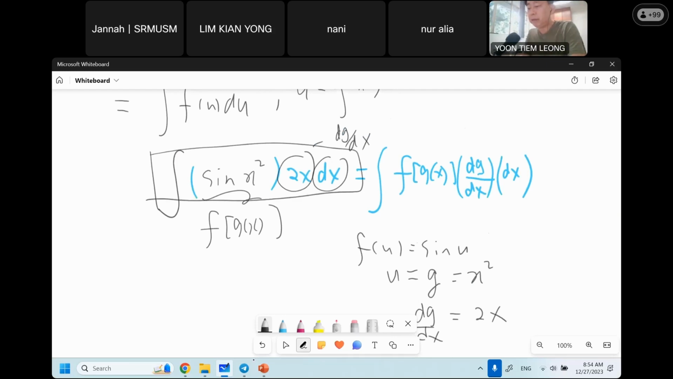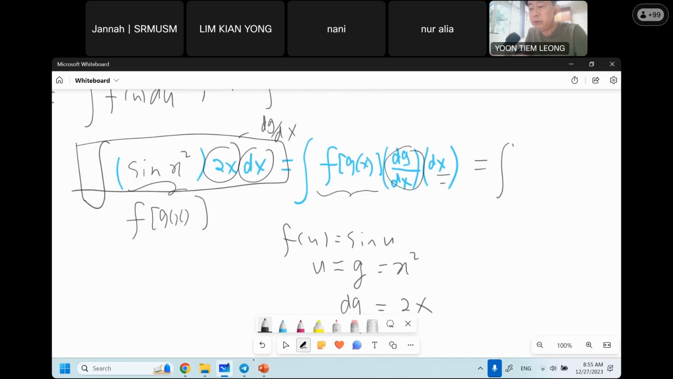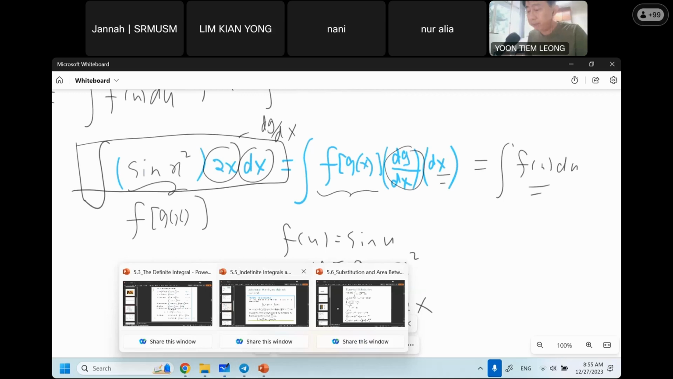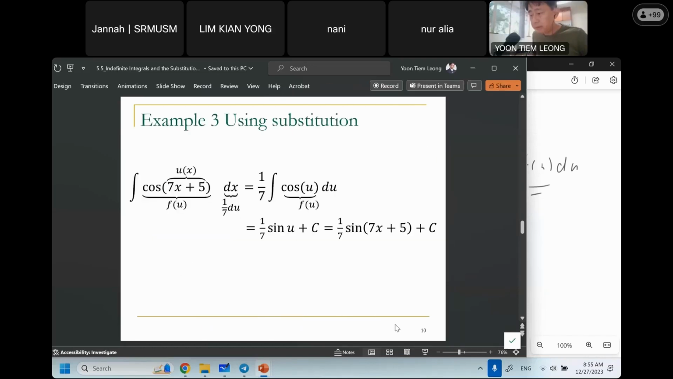If you have an integration that could be cast into the form of a function of a function times the derivative times the dx, then this integral could then be turned into the form of f of u du. Then you can perform the integrations using this formula. So it's easier to look at an example. Okay. So basically, this is a very simple example.